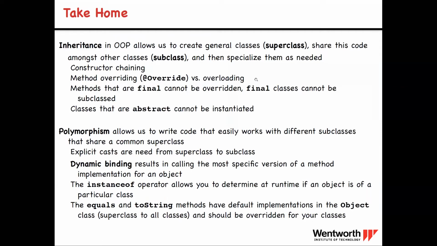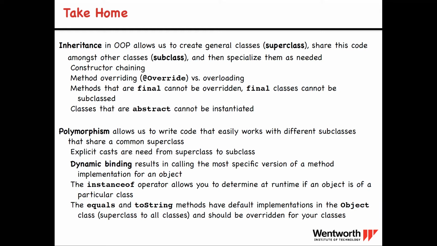All right, so the take home from this week is that inheritance lets us create a general class like pet, and then share that code that you wrote in the general class among other classes, the subclasses. And those subclasses can be specialized as needed. A cat is different than a dog. There was the sort of hairball stuff that we put in. The idea of constructor chaining, method overriding, especially overriding versus overloading. Make sure that you can tell the difference between what they are. Final methods can't be overridden. Final classes can't be subclasses. And classes that are abstract cannot be instantiated.